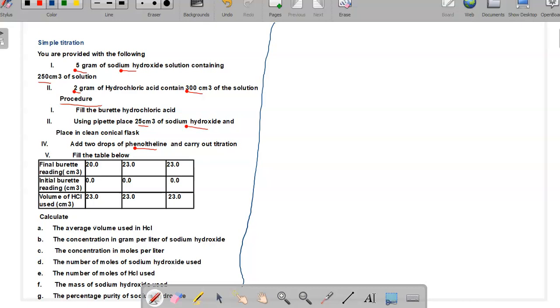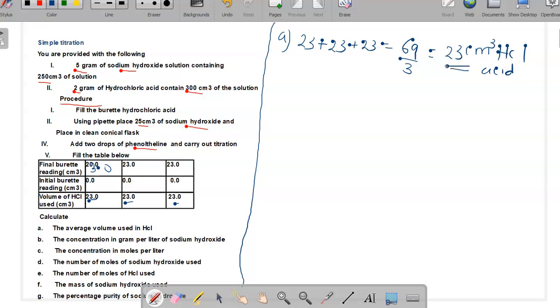Question number 1 is asking the average volume of HCl used. To calculate the average volume of HCl used, we have this volume of HCl used. Sorry, here is 23.0, not 20, because there's a typing error here. 23.0 minus 0, then you have 23, 23, 23, all of them. Then the average volume is 23 plus 23 plus another 23. When you add all of them, you get 69. Then you divide by 3, which gives you 23 centimeter cubic of hydrochloric acid. So this is the volume of HCl used. Out of 300, we used 23 only. That's the answer of part A.